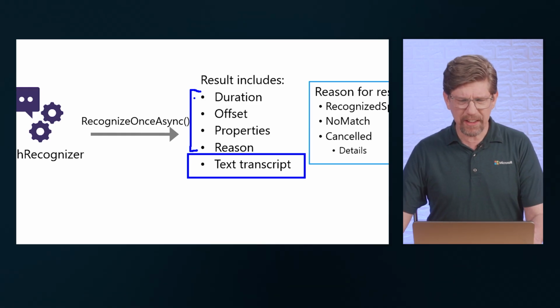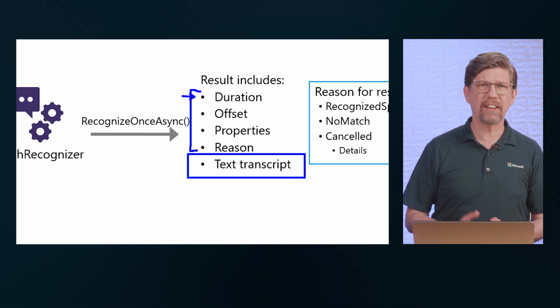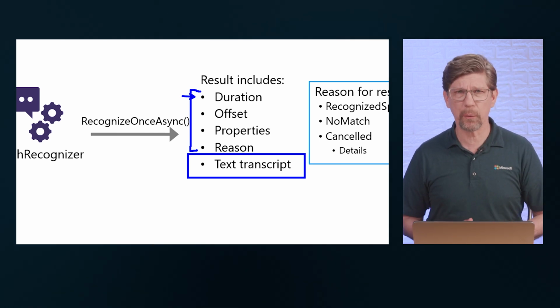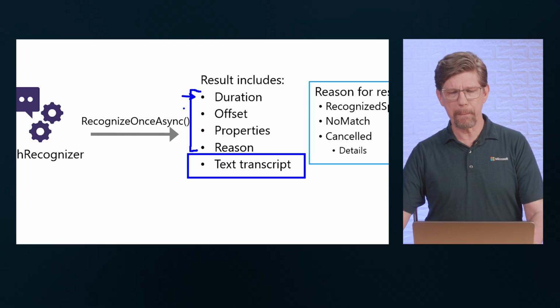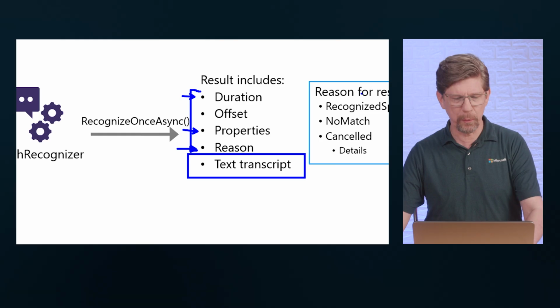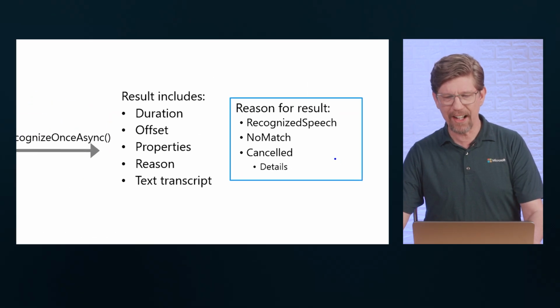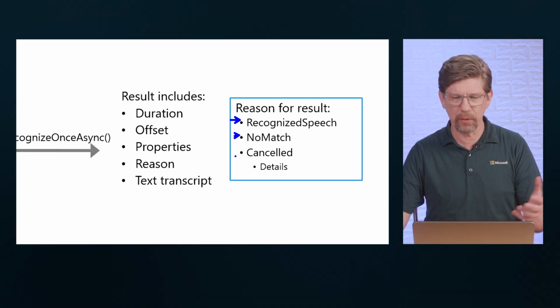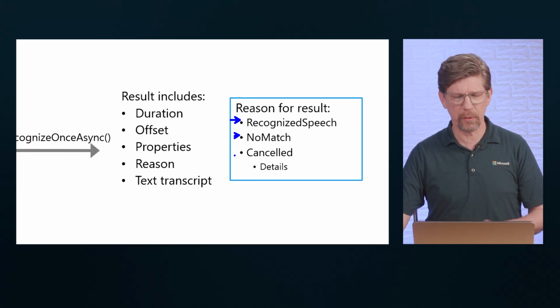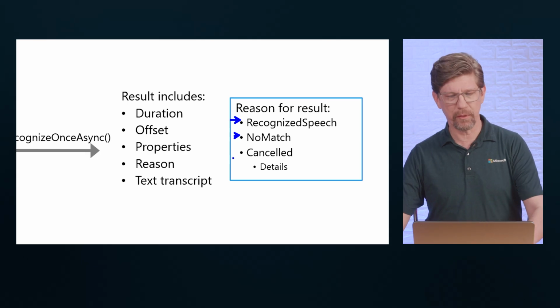So we will see things like, well, how long in seconds? What is the duration of that? What are additional properties? And the reason for the output. So reason could be things like, hey, we did not recognize speech, or there's no match, or canceled. Those would be the negatives if there was some sort of problem.